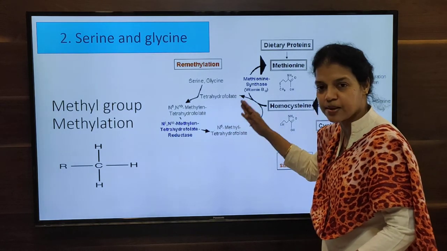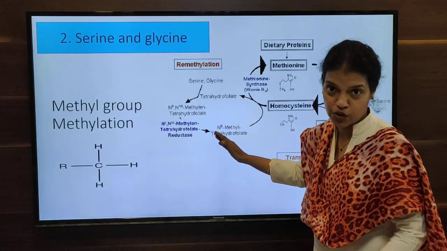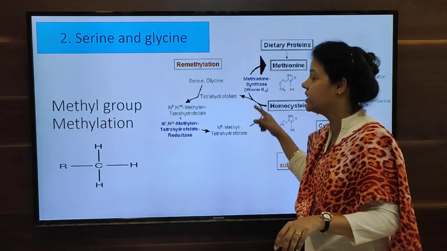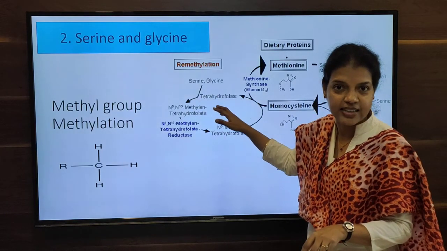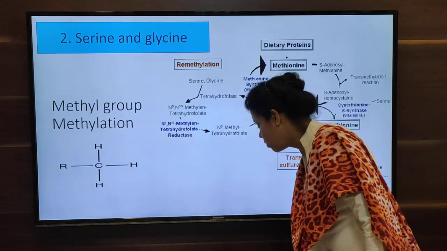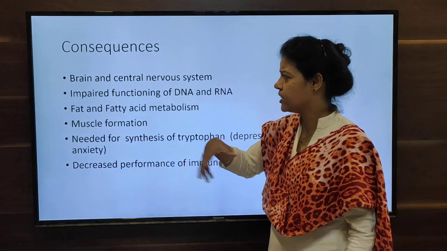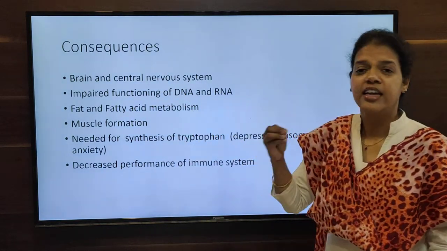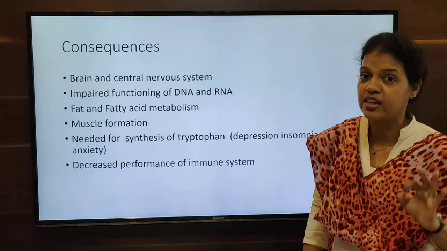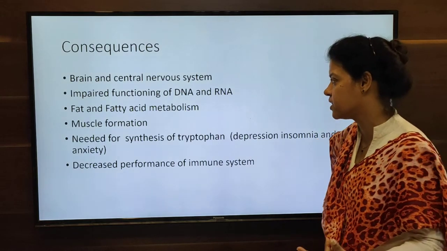And imagine there is a break in this cycle, you will not have the serine and glycine cycle continued in the absence of folate. Although we understand serine is the feeder of one carbon to the folate cycle, folate is important for the metabolism of serine and glycine. So in the absence of folate, your serine and glycine cycle will not happen, and that leads to a whole lot of changes in our system. It once again has very similar metabolic derangements. It affects the brain and the central nervous system, it results in impaired functioning of DNA and RNA, it affects fat and fatty acid metabolism, which has a very significant consequence in cardiovascular diseases and non-communicable diseases.